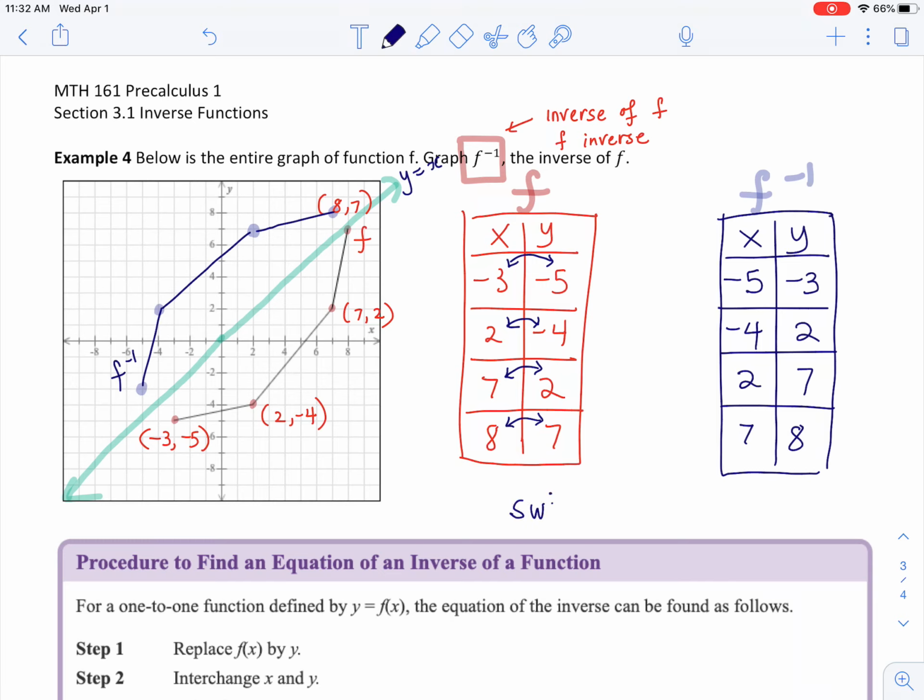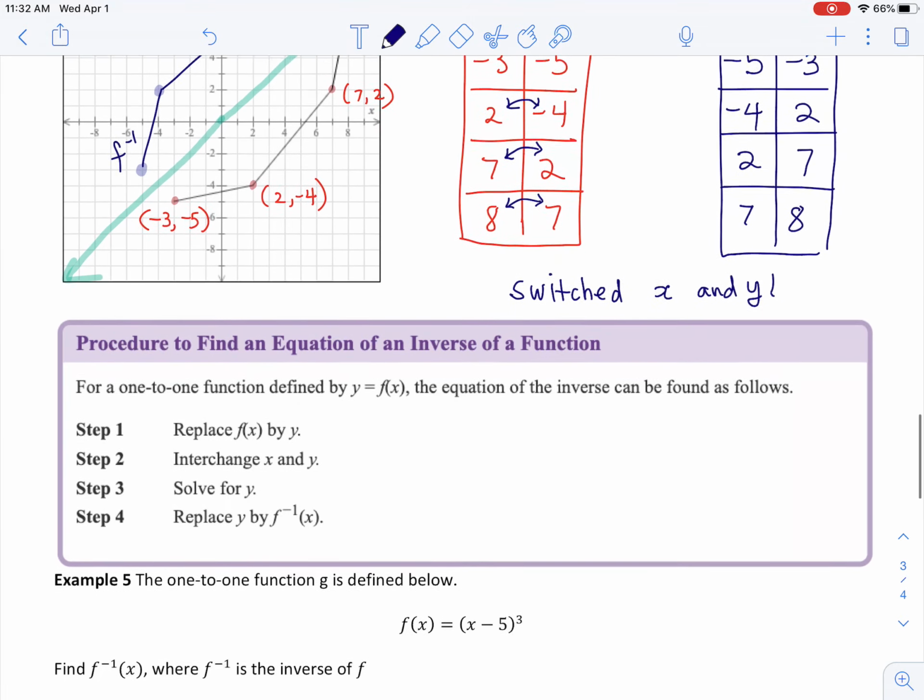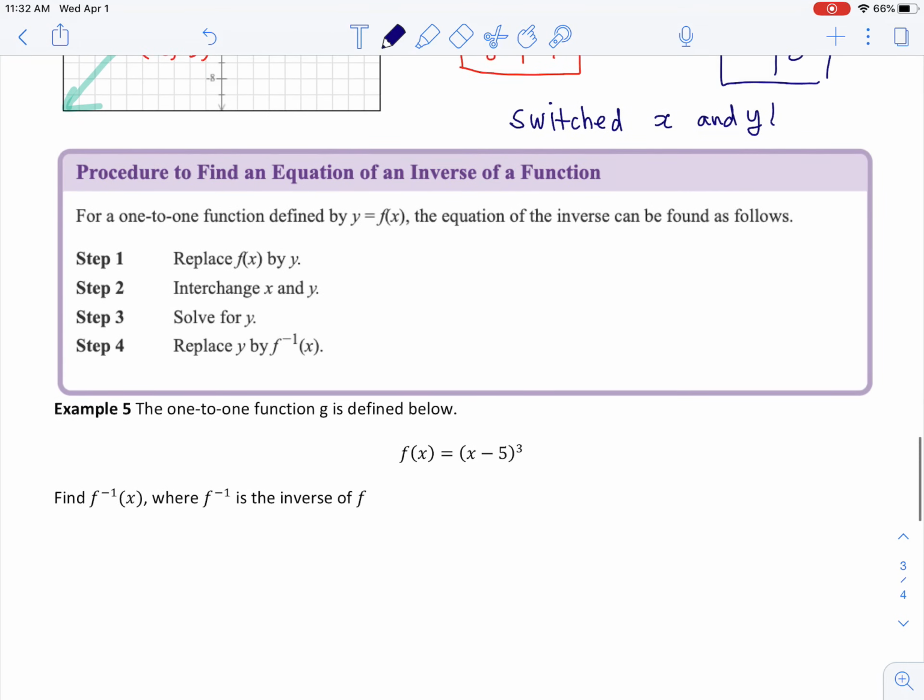But I want you to remember this. What did we do to find the inverse function? We switched x and y, didn't we? That's what we're going to do, even in the algebraic case, okay?